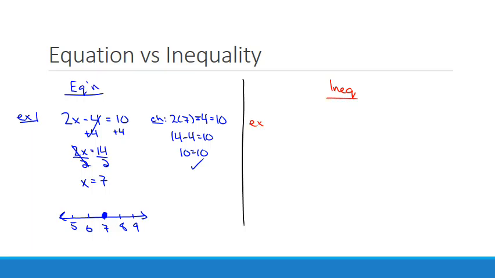Okay, an example of an inequality. Let's look at the exact same situation. 2x minus 4, but now I need an inequality sign. So I'll say 2x minus 4 is less than 10.